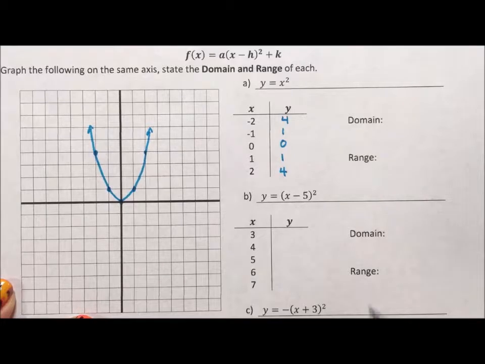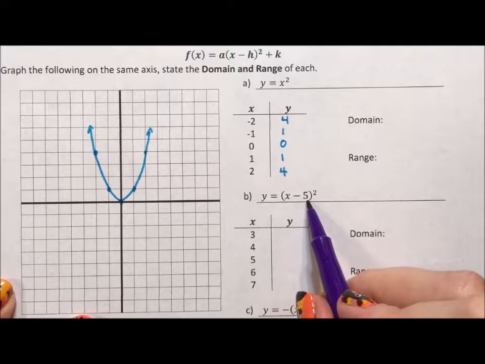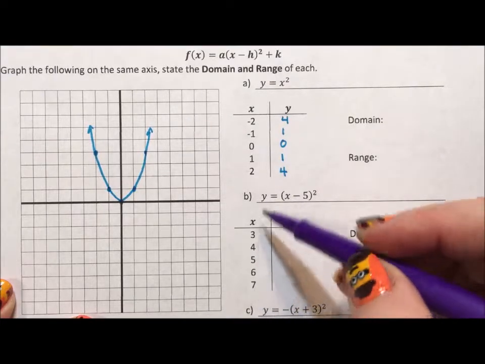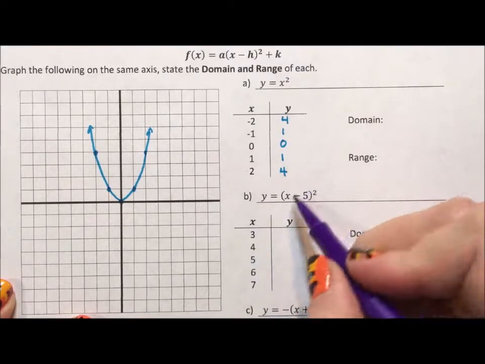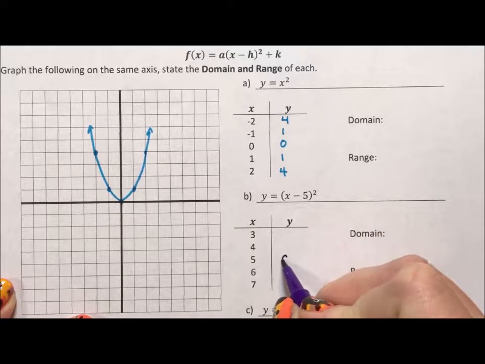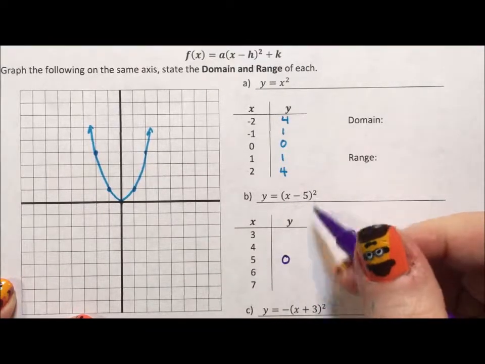Next, I'm going to graph y equals (x minus 5) squared. Now, if you notice, my inputs have been adjusted. The reason they've been adjusted is because if I put 5 in here, 5 minus 5 is 0 and 0 squared is 0. I like having that 0 in the middle.